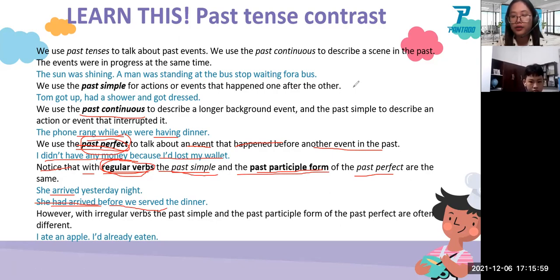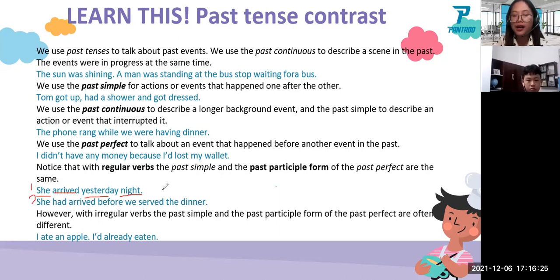Okay. Let me clear all the drawings. Oh, I can't see it. Just a minute. Okay, she arrived yesterday night. When did she arrive? She arrived yesterday night. Yes. And next, the second sentence: she had arrived. Please read. She had arrived before we served the dinner. So same yesterday night, before we served the dinner. The dinner means meal at night, right, Kua? So the same, right? She arrived before we served the dinner.